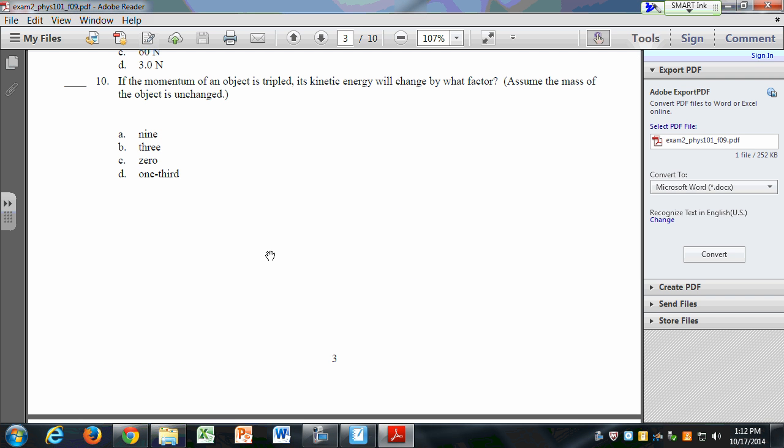All right, let's try this. If the momentum of an object is tripled, its kinetic energy will be changed by what factor? This is a nice problem actually. So, I have my momentum is equal to mass times velocity. And I'm asking, how is the kinetic energy changed? I know that kinetic energy is 1/2 mv squared. Well, if my momentum is tripled, what does that tell me has happened to the mass or the velocity?